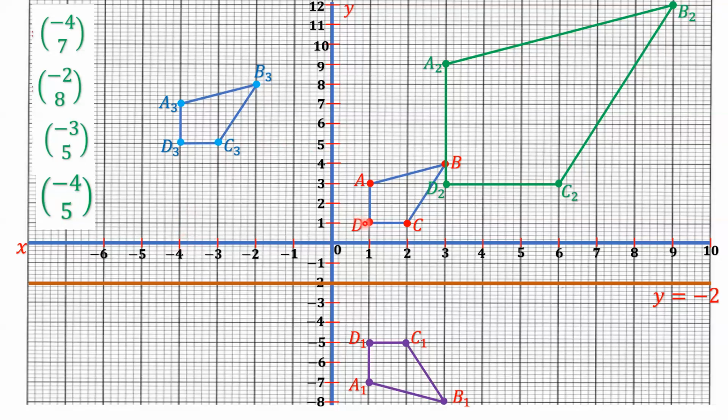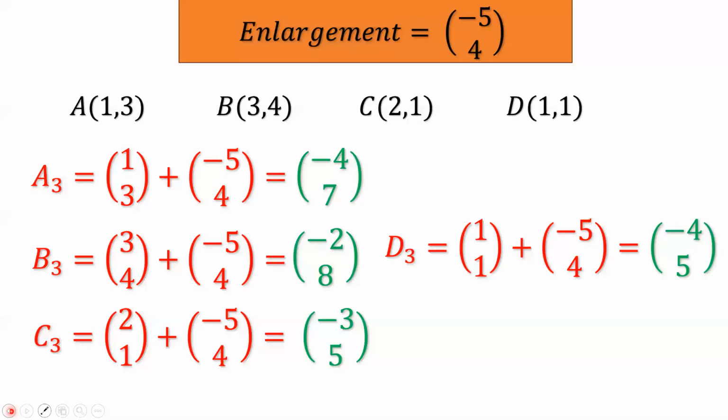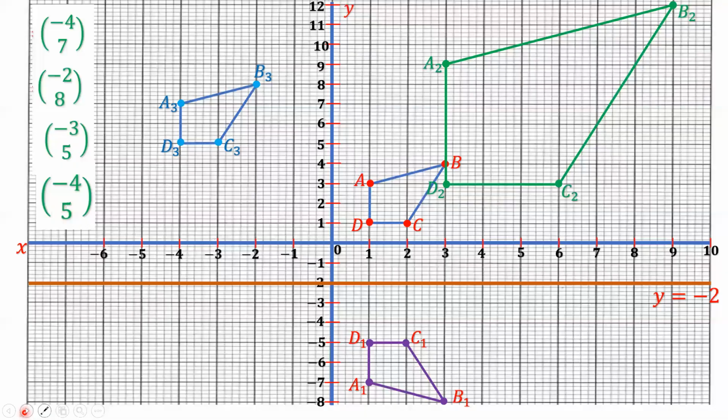So basically, we're taking this point, move it over 5 times. So it's going to be 1, 2, 3, 4, 5. And then we're going to add it up 4 times. It's going to be 1, 2, 3, 4. And that's why they said that the vector for the transformation is negative 5, 4, because we move over to the left 5 times and we move up 4 times. Okay, let's move on to the next question.